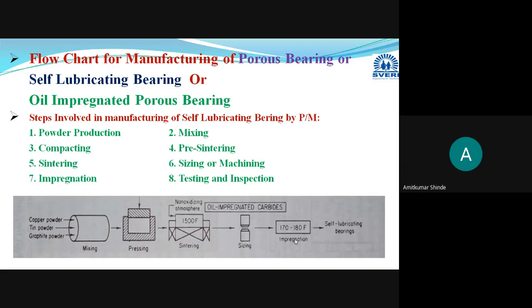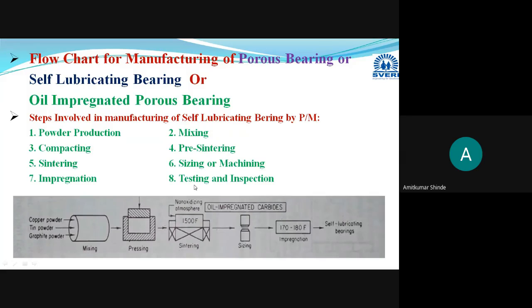After completing this impregnation process, the component is subjected to various testing methods. You can go for different destructive or non-destructive testing methods to determine its strength, its hardness, the amount of porosity, and what microstructure is there. You can also perform the inspection operation, that is, you check its shape, size, and whether any kind of defect is present in the component. All this checking is done in testing and inspection.